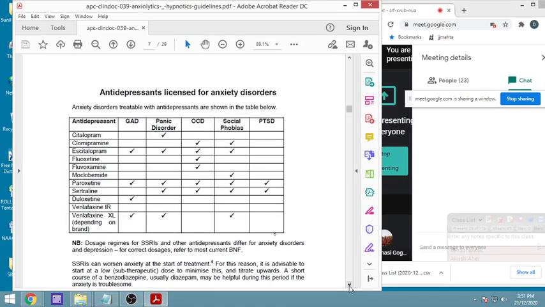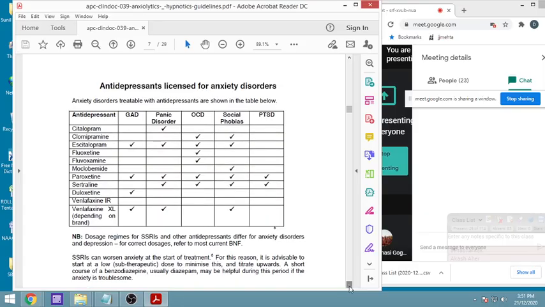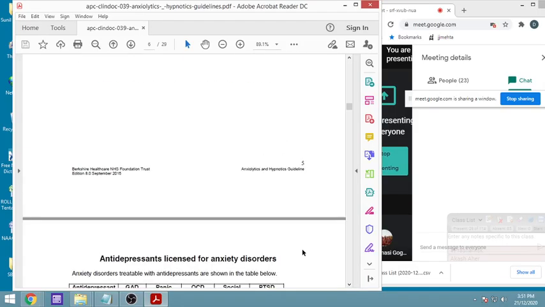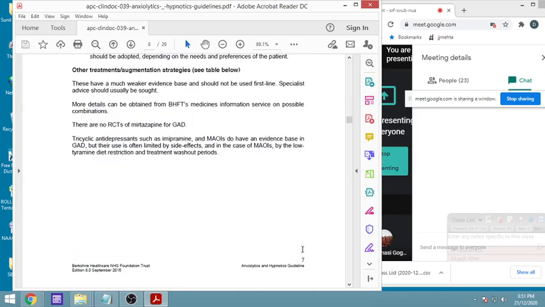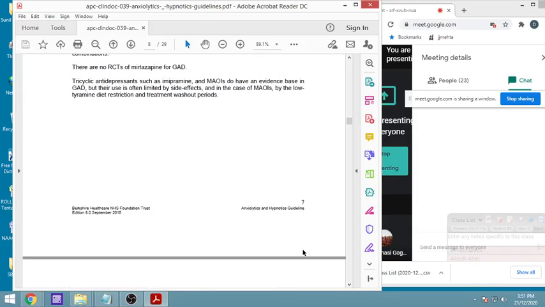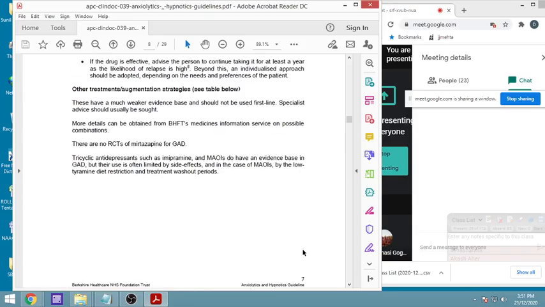Other treatments, we can have augmentations. Let us see which augmentation we can do with which drug.